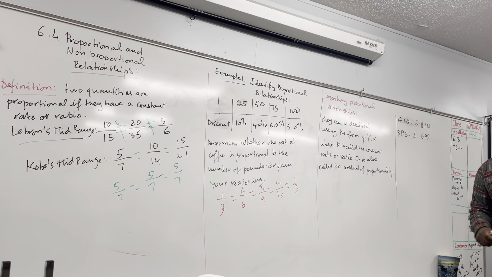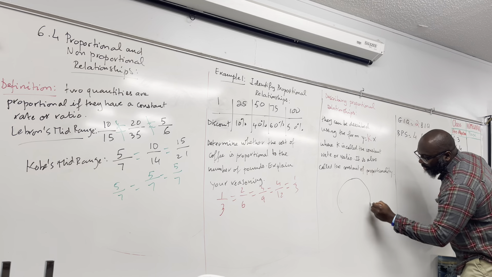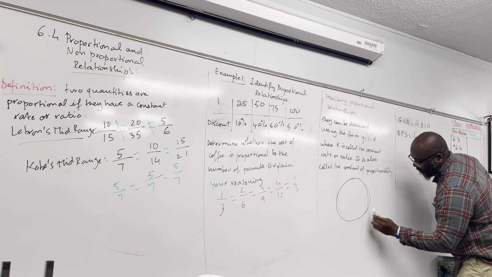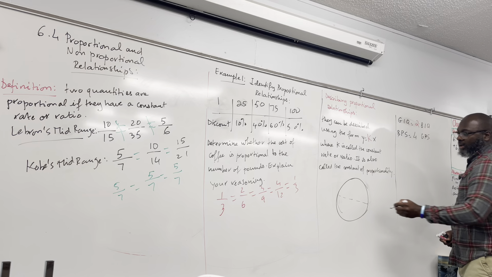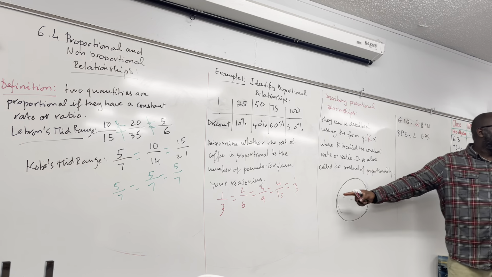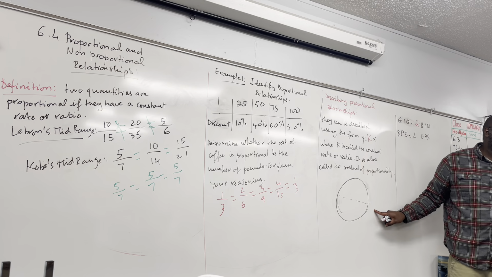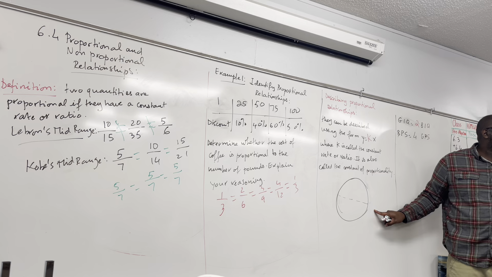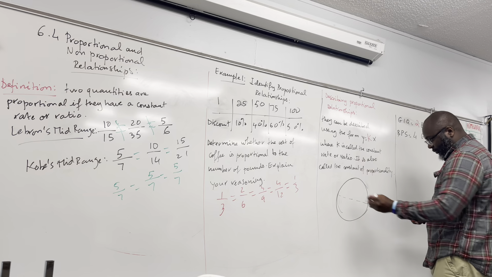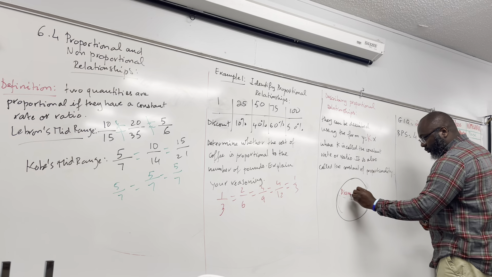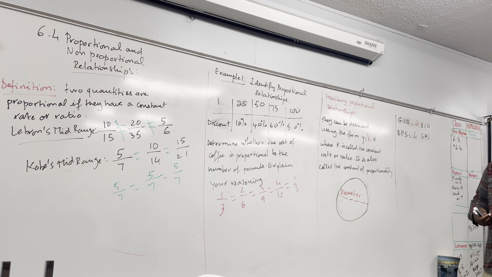Now, let's say, for example, we are looking at a circle. Let me draw a circle here, and we're going to try to create a proportional relationship here. What do you call this line in the circle? Radius? No, more than the radius. Diameter, right? This is the diameter.